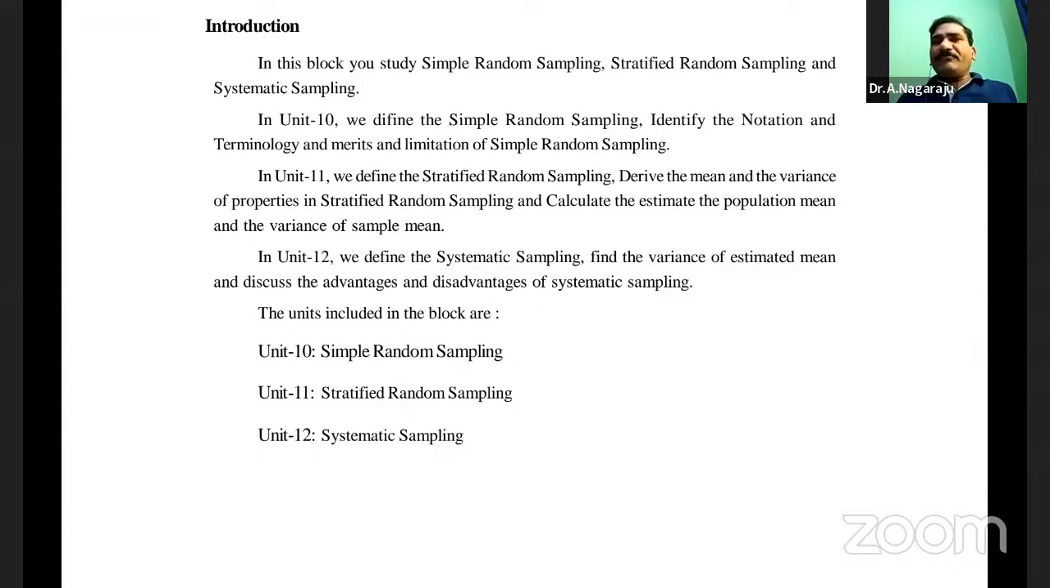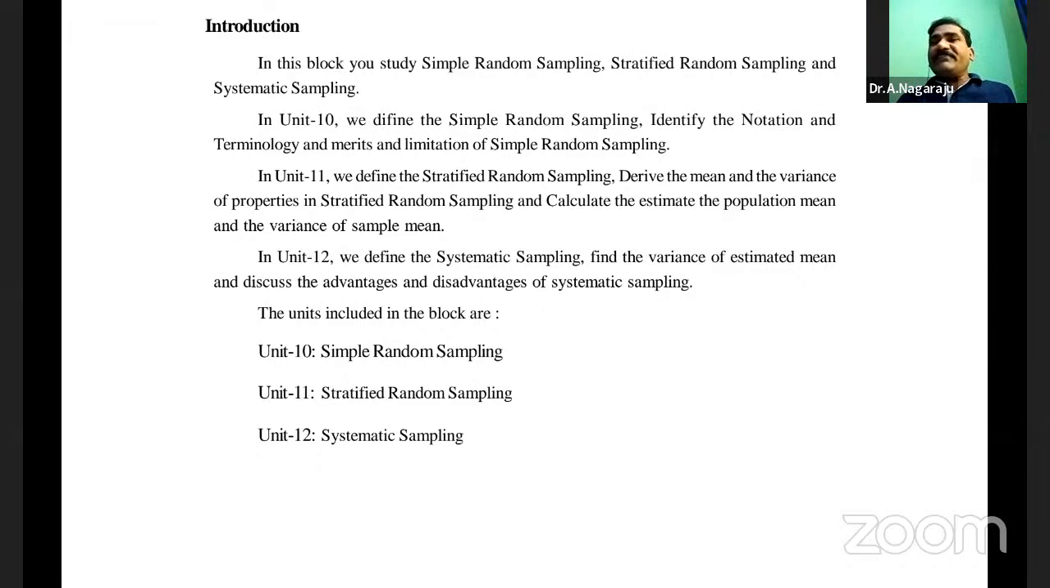Next, coming to unit 11, it is stratified random sampling. It covers the mean and variances and properties of stratified random sampling, and calculation of the estimation of the population mean and the variances of the sample mean, that we can check here. It's most important. Here you will get one long question on this unit 11.